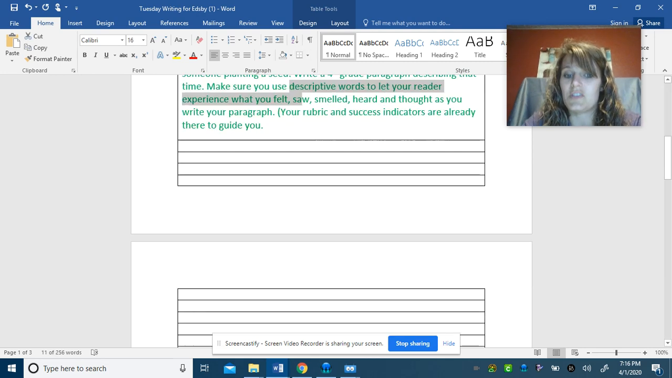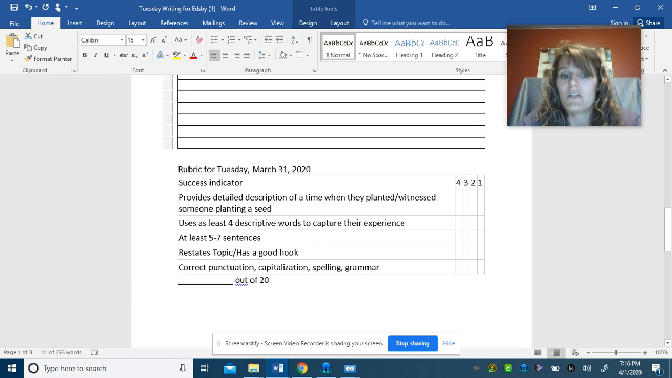Let's take a look at your success indicators in your rubric. You need to provide me a detailed description. You need to use at least 4 descriptive words. You need to have at least 5 to 7 sentences. Let's practice using that hook, I remember or I recall. And then your correct punctuation, capitalization, spelling, and grammar. And that assignment is out of 20 points.